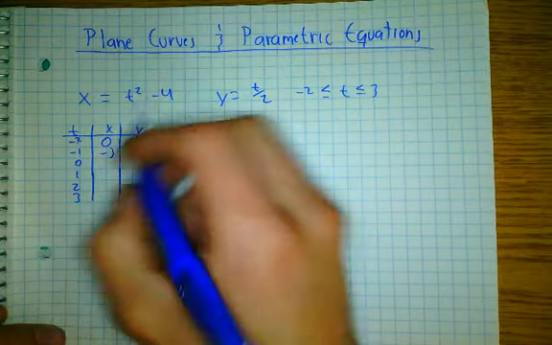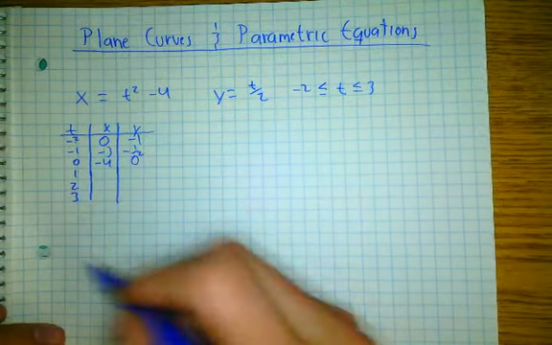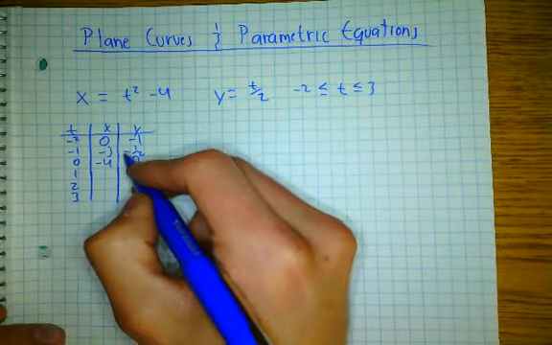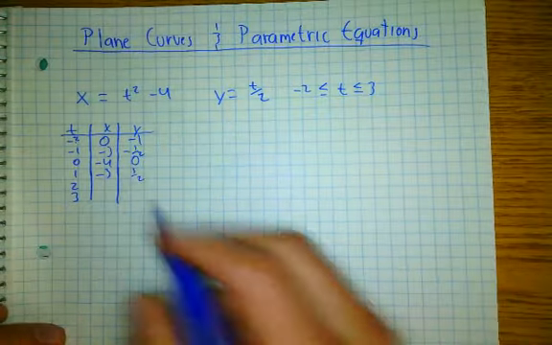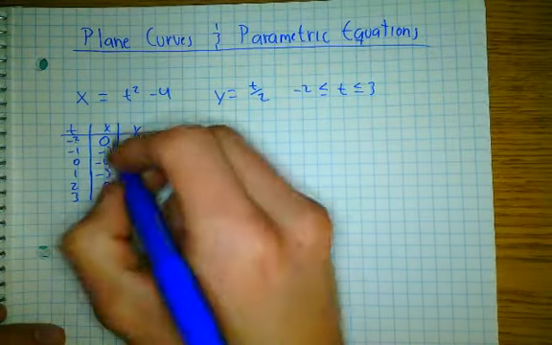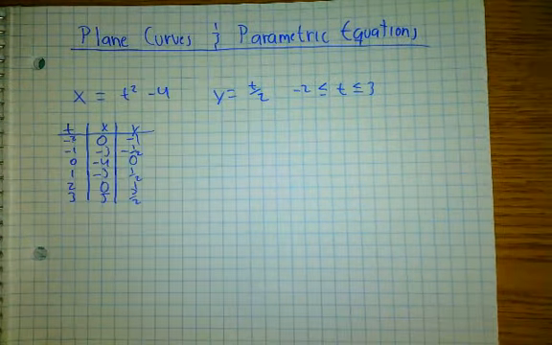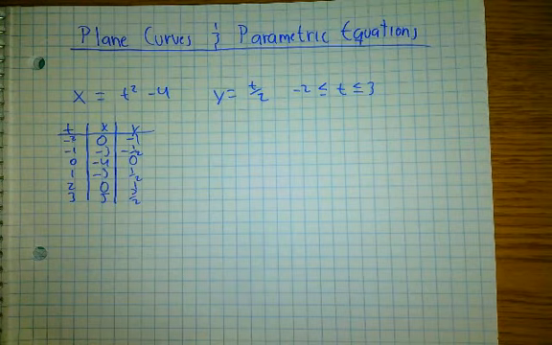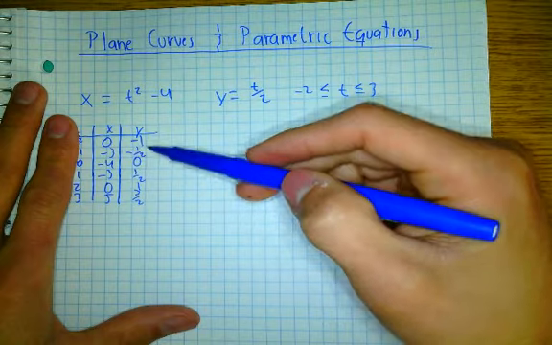And then we plug in the next value. So that's going to be negative 4, and that's going to be 0. That's negative 3 once again. Interesting. And that's going to be 1/2. That's 0, and that's going to be 1. And then that's 9 minus 4, that's 5, and that's going to be 3/2. So what you've done is create a set of points. You have the point (0, negative 1), (negative 3, negative 1/2), etc.